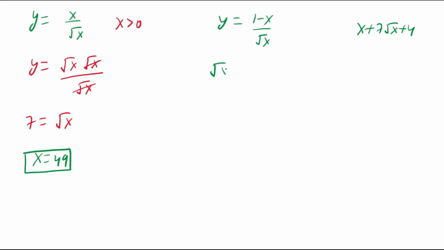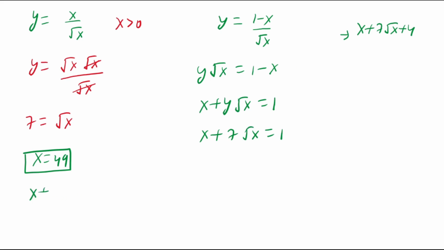Now if we multiply both sides by square root of x, then on the left hand side is square root of x y, and this equals 1 minus x. Now if we add x to both sides, then x plus y times square root of x equals 1, and we know that the value of y is 7, so x plus 7 times square root of x equals 1.